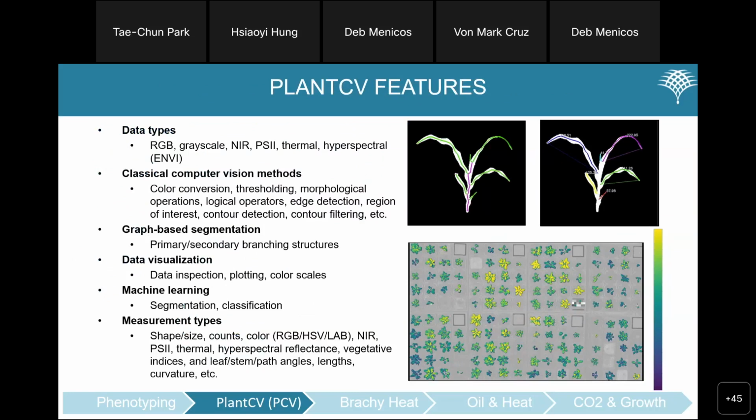So I'm not going to read this list, but basically what PlantCV has is all of the functionality you need to segment and then extract image data measurements. We have some more specialized measurements, say graph-based segmentation, if you want to skeletonize a plant and then measure things like leaf angle. And then some relatively simple but very powerful machine learning modules that help to classify and categorize images.